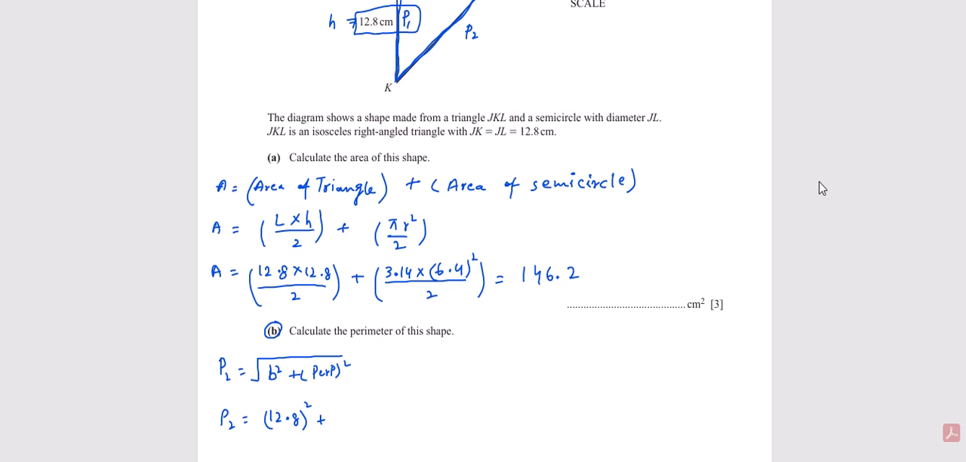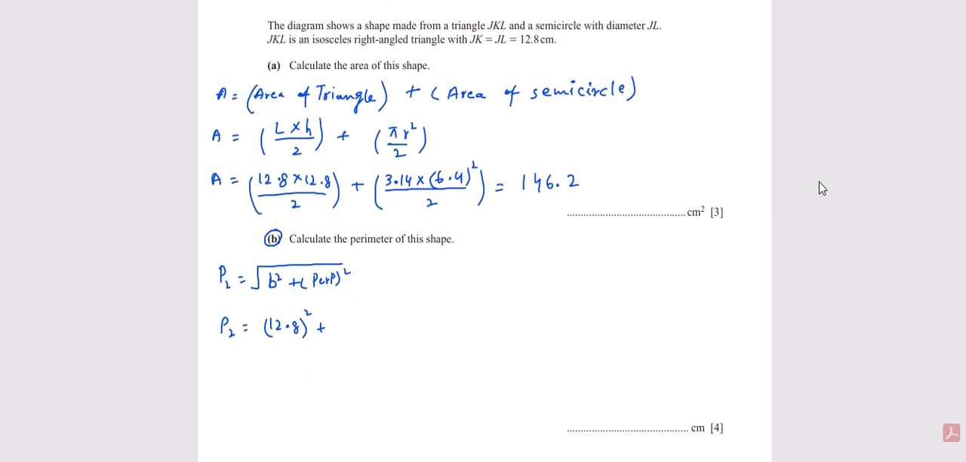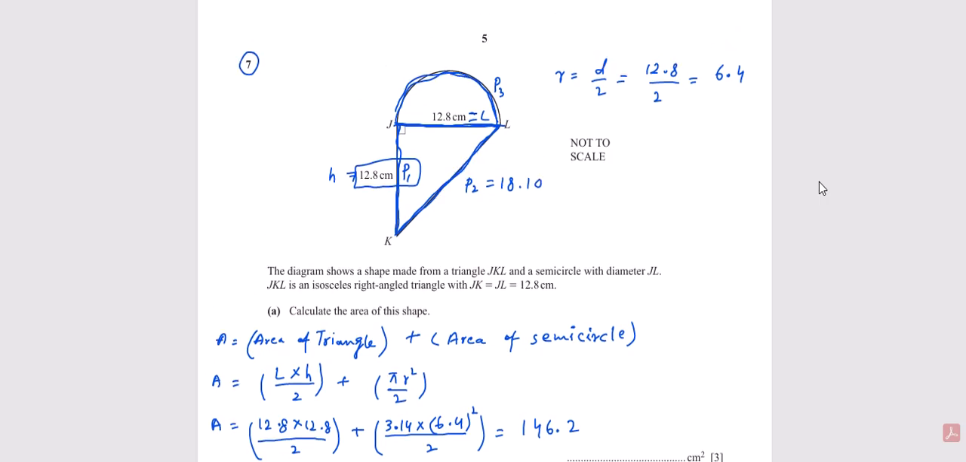So perpendicular is 12.8 square root p square. Calculate these values, we get 18.10. So we need to find P3. P2 is equal to 18.10. Now we going to find P3.